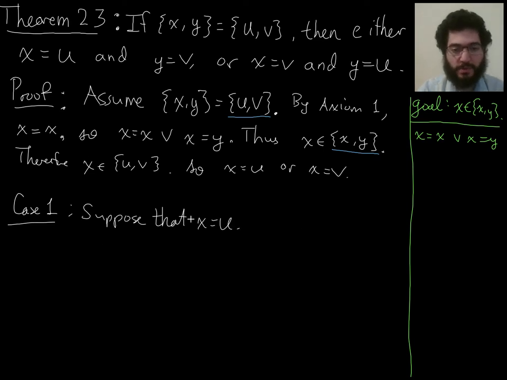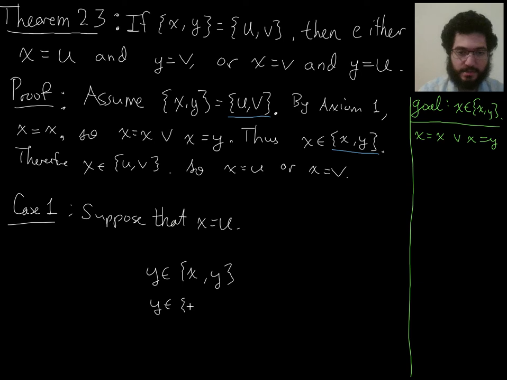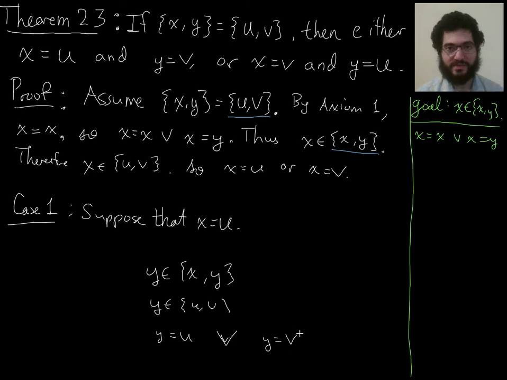Okay, case 1, suppose that X is U. Now you might think, how about I do the same thing for Y? I can easily prove that Y is in the doubleton XY, and so Y is in the doubleton UV, and so Y is either U or Y is V. And then I can split into further subcases. Case 1.1, Y is U. Case 1.2, Y is V.